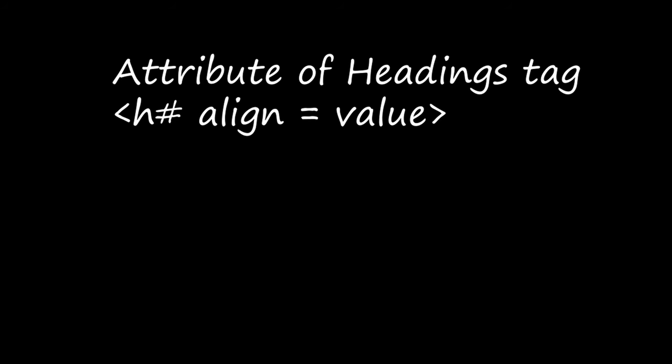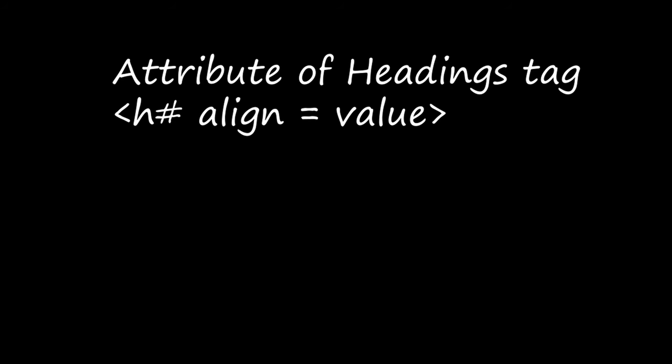The tag used to align the headings is H1 or H, you have to open the heading tag and then align is equal to, and then the value you have to give, right? Here, the book has given H hash. Hash is the level. You can give H1, H2, H3, whatever you need, right? Till H6, you have the heading tags. You can give any one. And inside that tag itself, you have to give align is equal to and then the value, right?